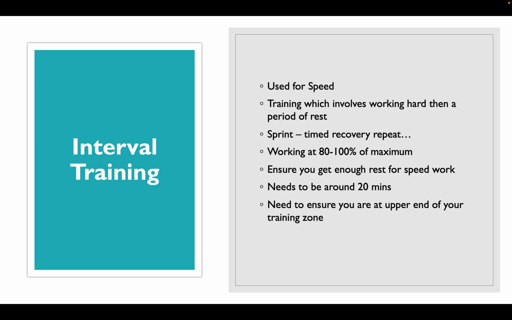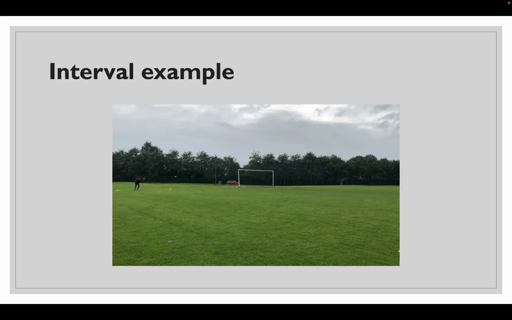The intensity of work here is high, so we're looking to be about 80 to 100% of our maximum, and it's really important that we get enough rest so that we're developing speed. Again, your session here would be around 20 minutes, and we need to make sure that our heart rate is getting high when we're working, up to about 180 beats per minute plus, ideally. Here's an example of interval training to develop sprinting.